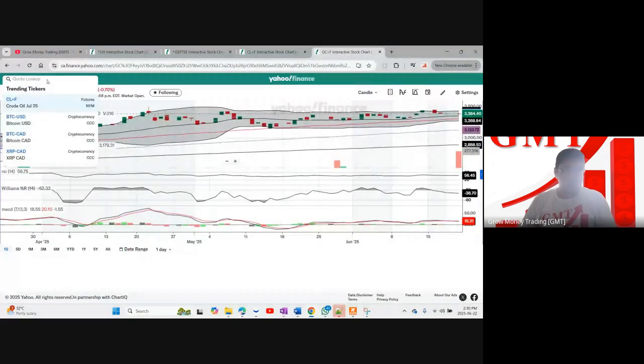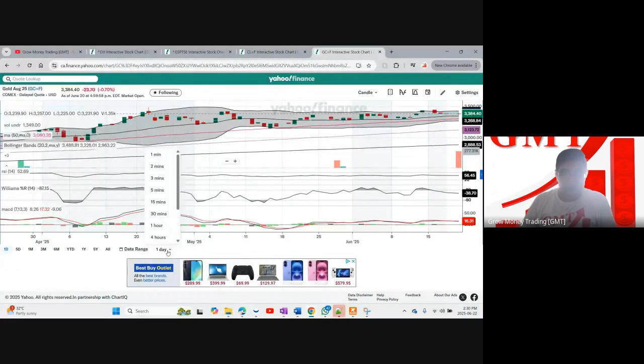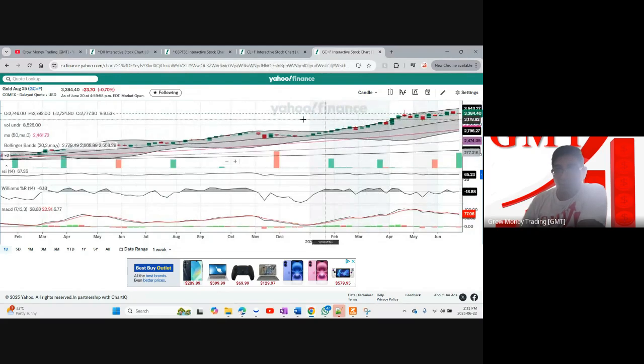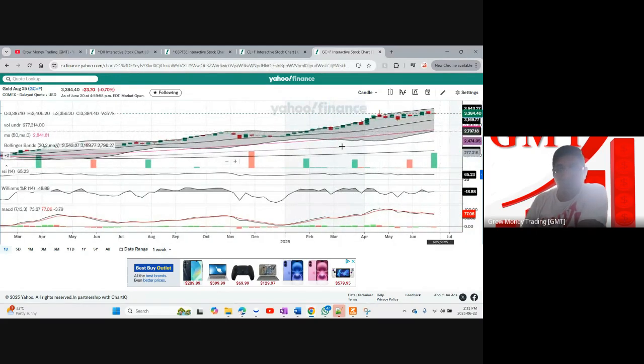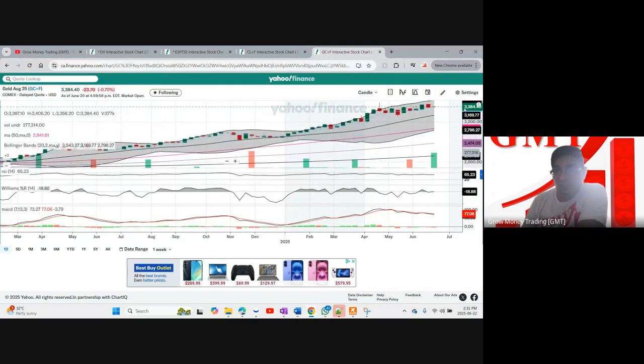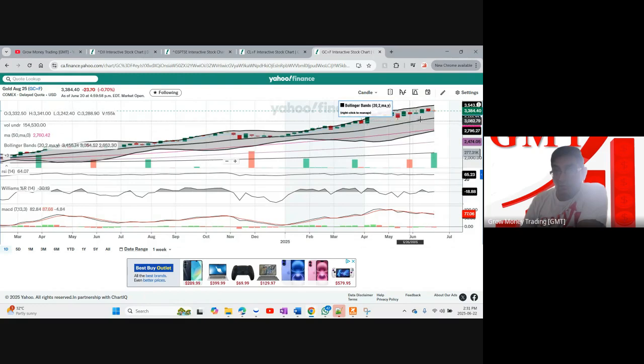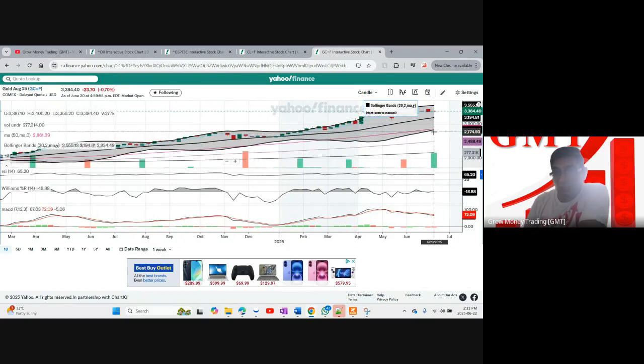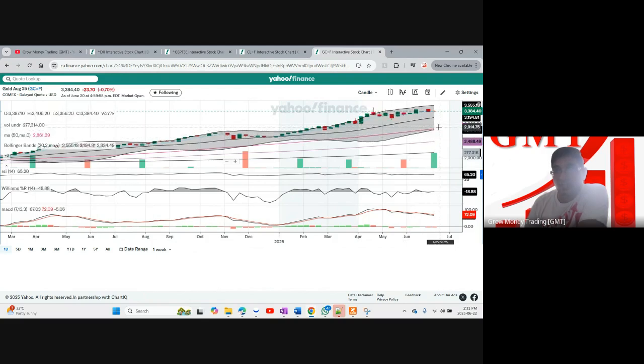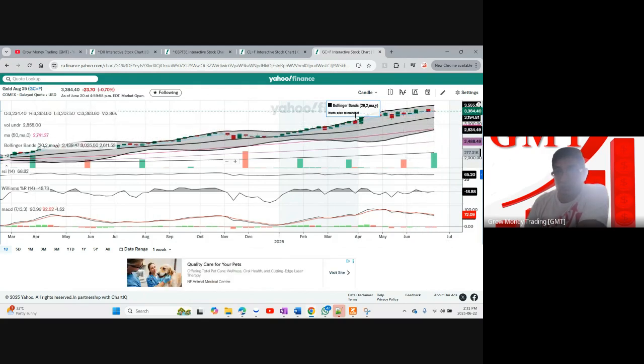Moving to gold futures, let me change this to weekly chart as well. For gold futures, gold has been on the rise. The mid Bollinger Band, upper Bollinger Band, lower Bollinger Band is still upwards, even though it is almost close to the all-time high. And these candles are hitting the levels close to the high.